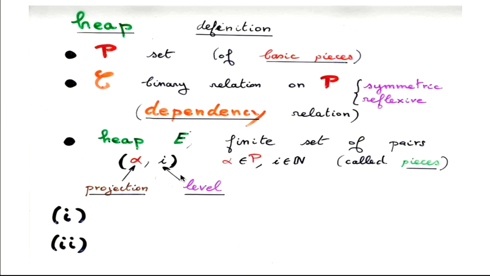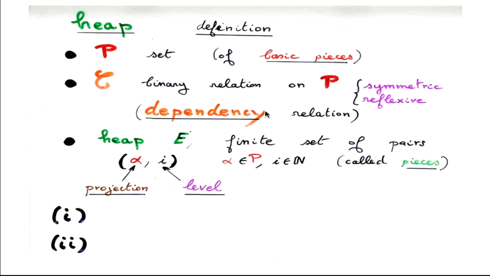So here is a mathematical definition of the heaps, which will be all over the class for 2 months. You will always have to remember this main definition. So for a heap, first P for pieces, it's a set which I will call the basic pieces. Now C bolt is a binary relation on the set of basic pieces, which I will call dependency relation.